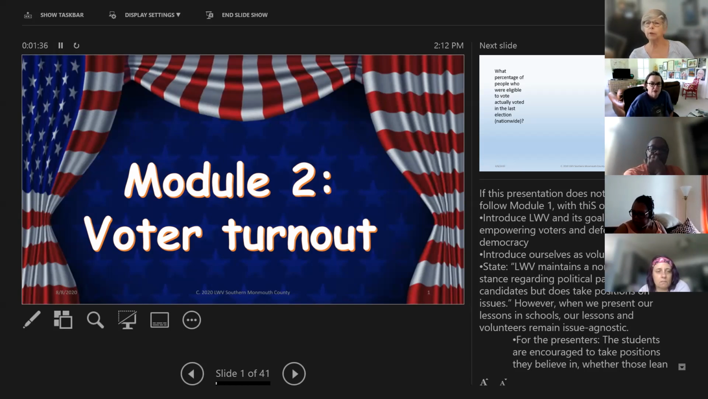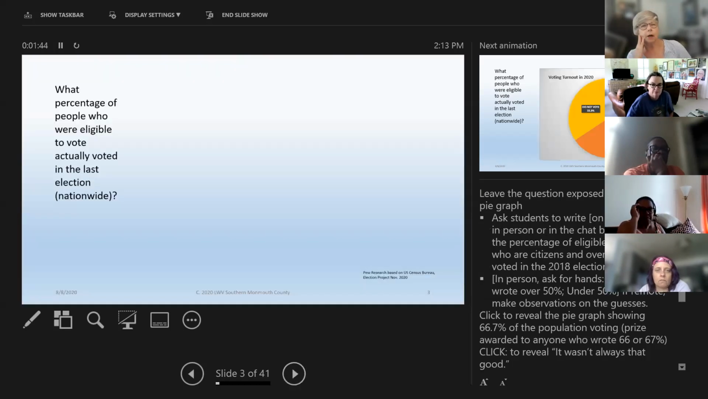Okay, so here we go again. This is the nonpartisan disclaimer. Okay, you've heard that. All right, so there's a question on the graph here. Write down for yourself what percentage of people who were eligible to vote you think actually voted in the last election, the 2020 election. I'll give you a couple of seconds.